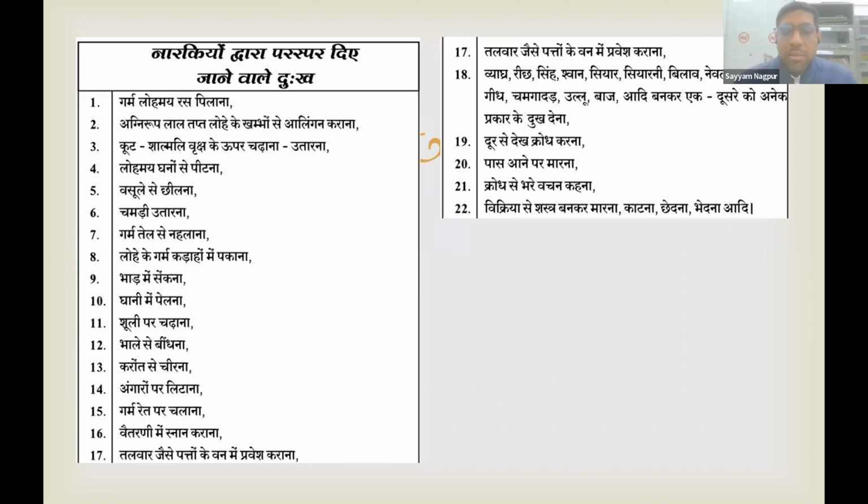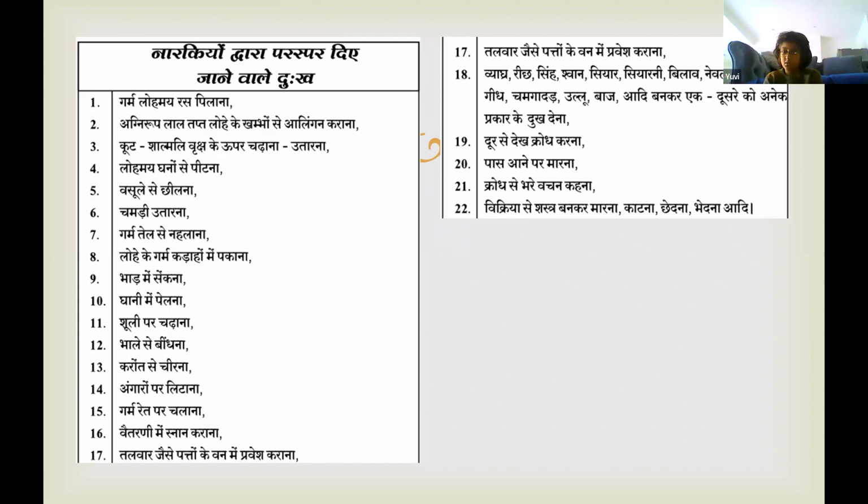Okay, 15 says Garm Ret par chalana. So, you would be made to walk on hot sand. Next is 17. तलवार जैसे पत्तों के वन में प्रवेश कराना. So to make you enter into a forest where you would have to walk on leaves like swords.